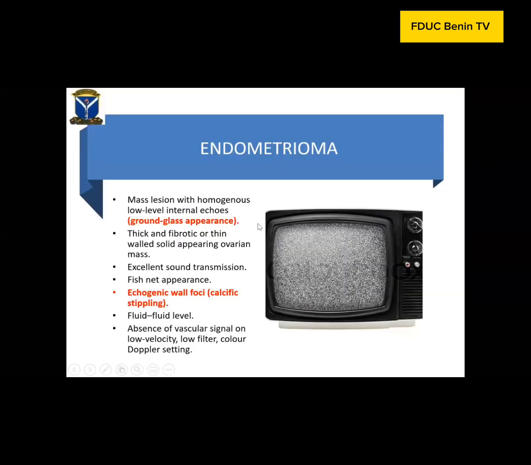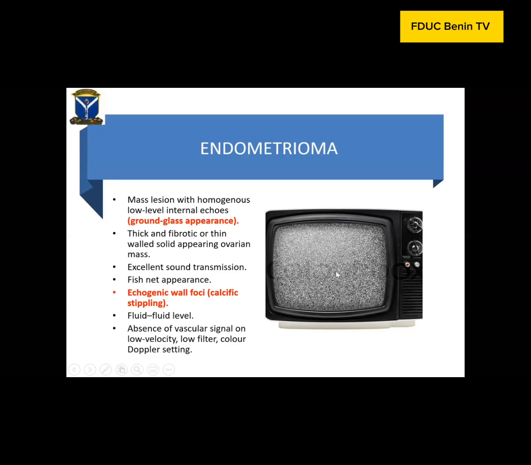For many of us who grew up in the villages in the 70s and 80s, I believe we remember this appearance. So if you see something similar to this in the adnexa, it is likely to be an endometrioma. This is what is called the ground glass appearance. If you see some echogenic wall foci, also called calcific stippling, it is more specific of endometrioma. So if you see a ground glass appearance in the adnexa and calcific stippling, there is no point querying endometrioma. That is what it's likely to be.